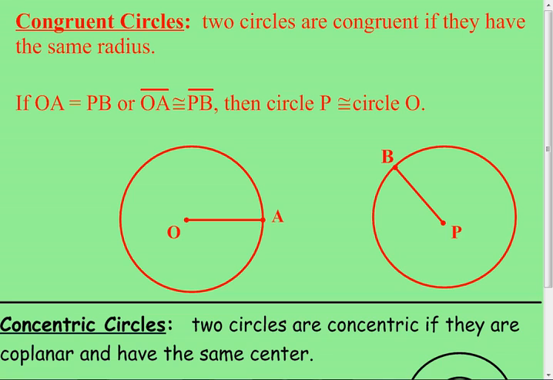Okay, now, you may not have talked about congruent circles, but these are circles that have the same radius. So, since OA is congruent to BP, I don't have to write the word circle. I can do this little symbol. Circle P is congruent to circle O.